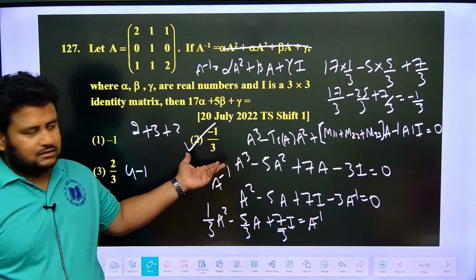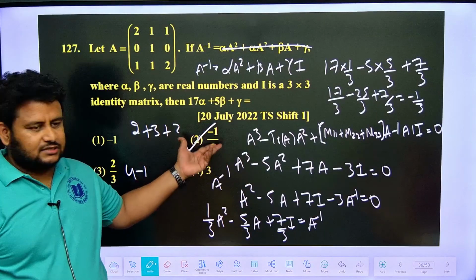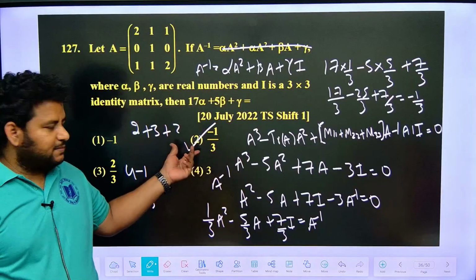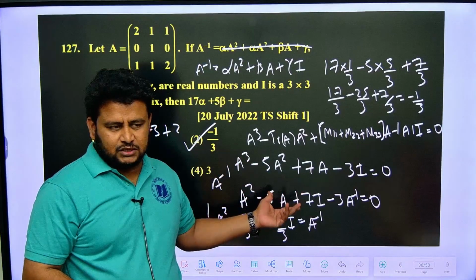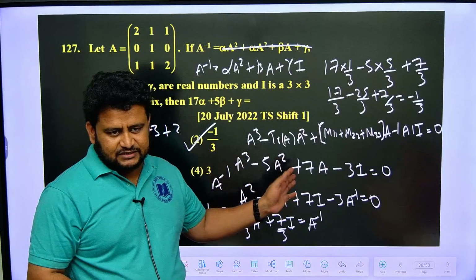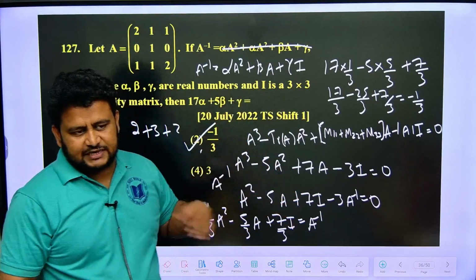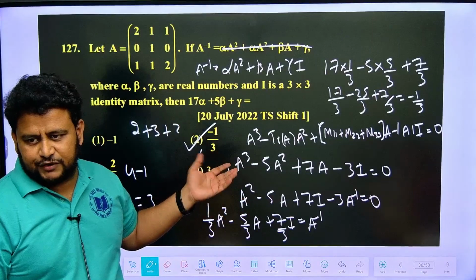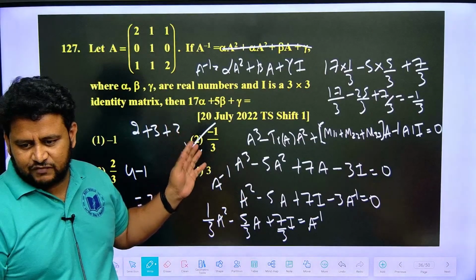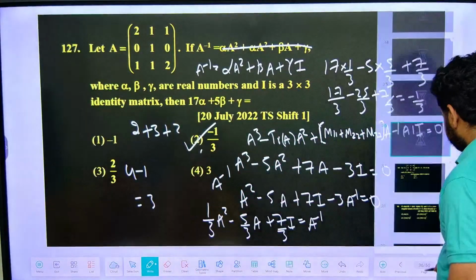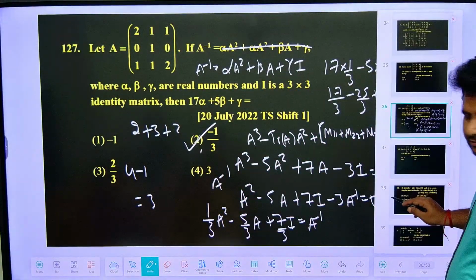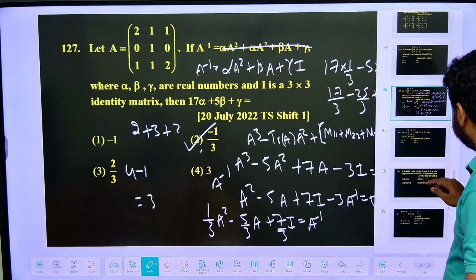Correct? See, in 2022 they asked this in Telangana. So, you will get minus 1 by 3. First you should know how to find the characteristic equation. Once you find it, multiply with A inverse, then you will get like this. So that is why the characteristic equation is important for you. You will get at least one question from the characteristic equation. Clear? Okay. Any doubt you have?